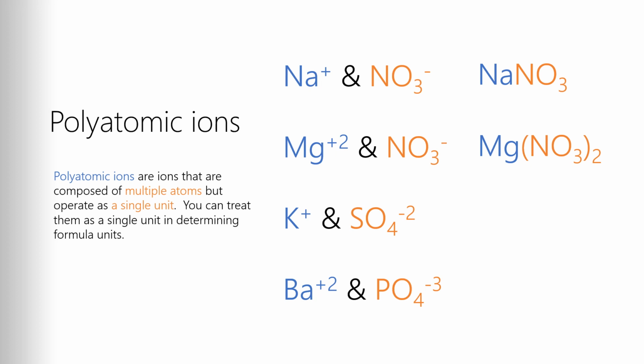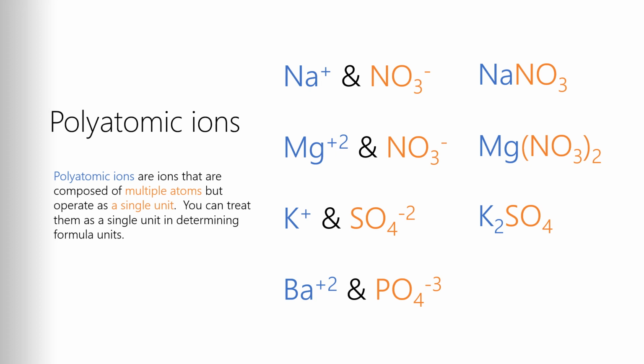This is not the same as writing Mg2O6. That's something very, very different. This is magnesium nitrate, and I've written it with the 2 out there to denote I need 2 nitrate groups. Down here we've got the potassium and sulfate, and as you know, it would be the same way, K2SO4. If I only need one of the group, I don't need the parentheses.